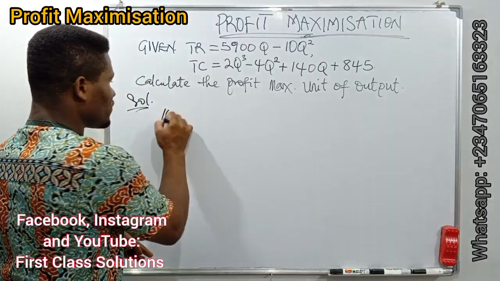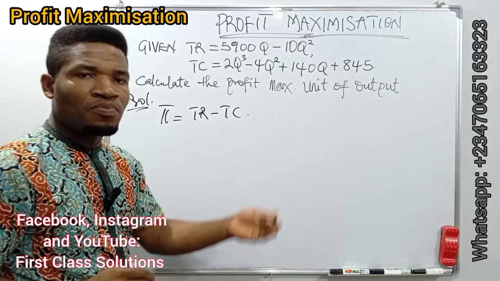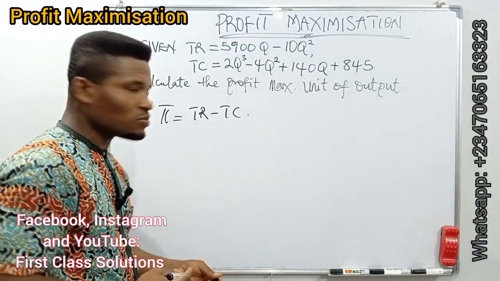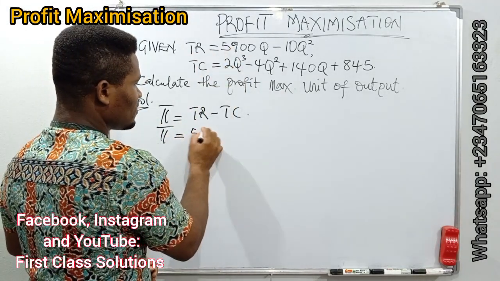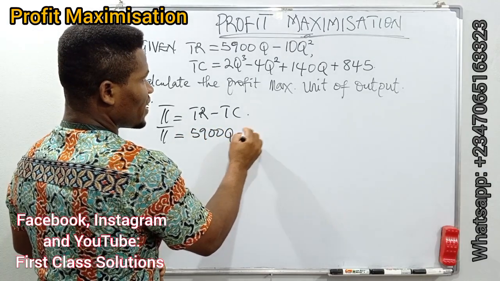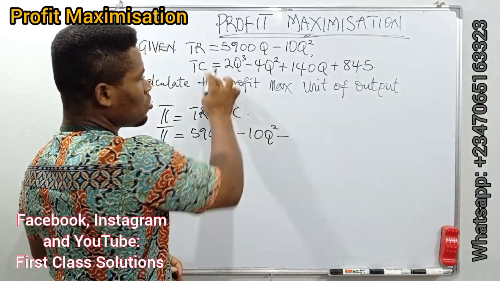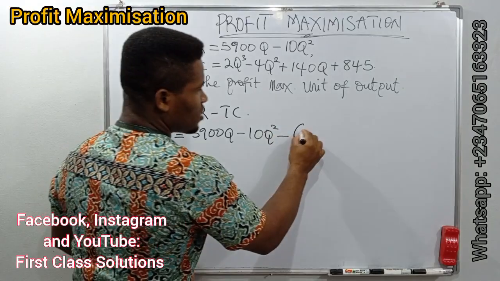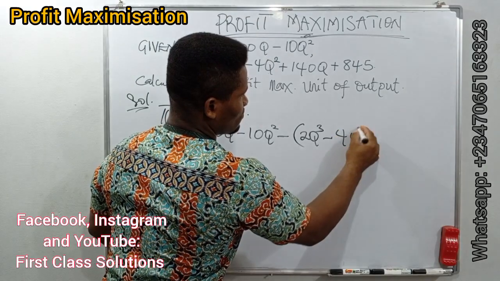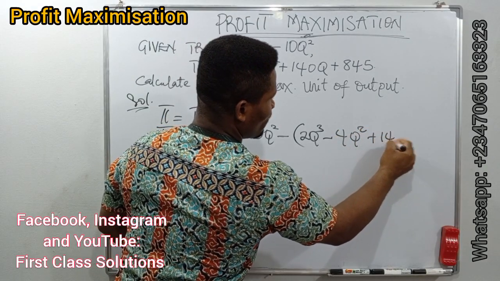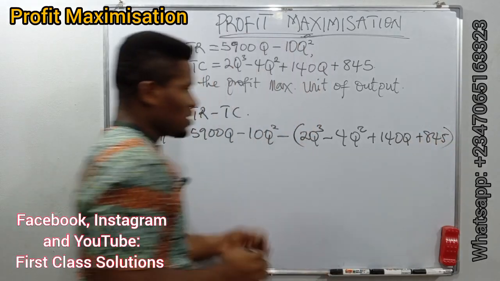That means in this case, our profit will simply mean total revenue minus what? Total cost. We need to get our profit function. So our profit function will be total revenue, being 5900Q minus 10Q squared, minus, we are subtracting total cost from this. So the total cost, let's put it in brackets. We have 2Q cubed minus 4Q squared plus 140Q plus 845.